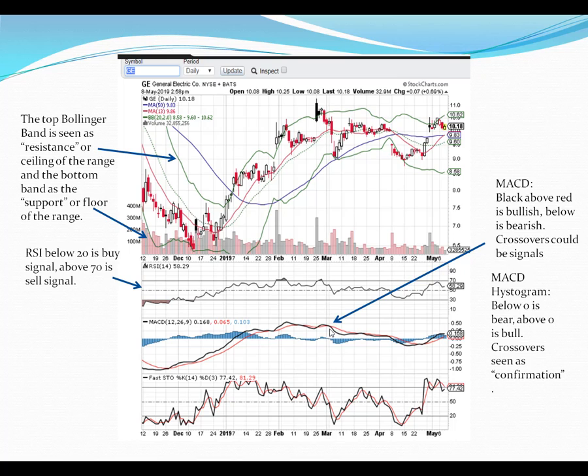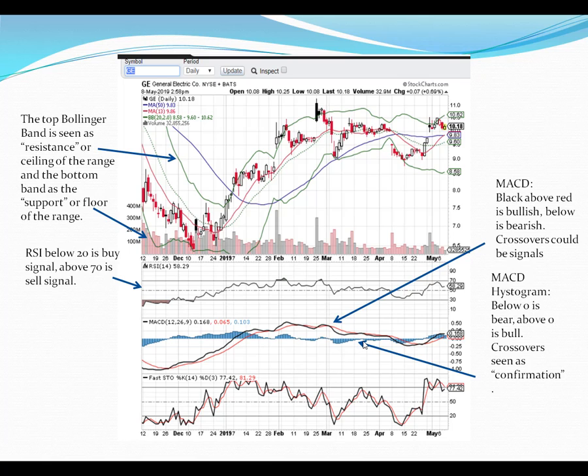And once again, the red and the black line intertwine, doing a snake dance, kind of ambivalent through here. We do have some crossovers back and forth, but it really doesn't give us a strong indicator either way as to buy or sell. So we like to take a look at these crossovers as confirmation of a stock price movement.